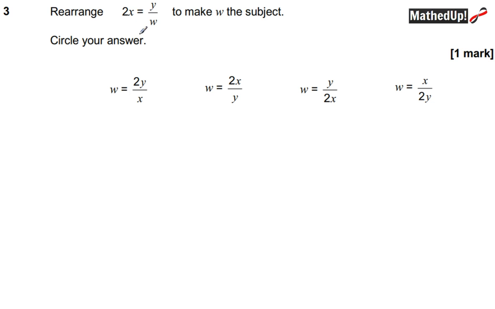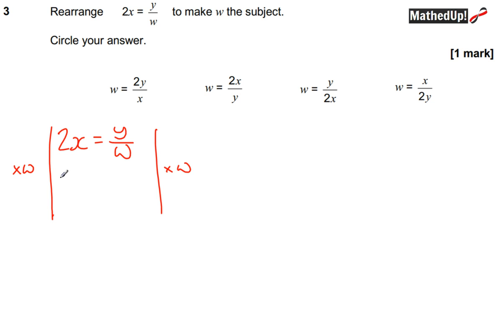Question 3. Rearrange 2x is equal to y over w to make w the subject. So we've got 2x is equal to y over w. I start by multiplying both sides by w, and I'm going to have 2xw is equal to y. If I want to make w the subject, I want to divide by 2x. So do that to both sides, and that's just going to be w over here, and y over 2x. So we've got w is equal to y over 2x, and it's going to be that one there.